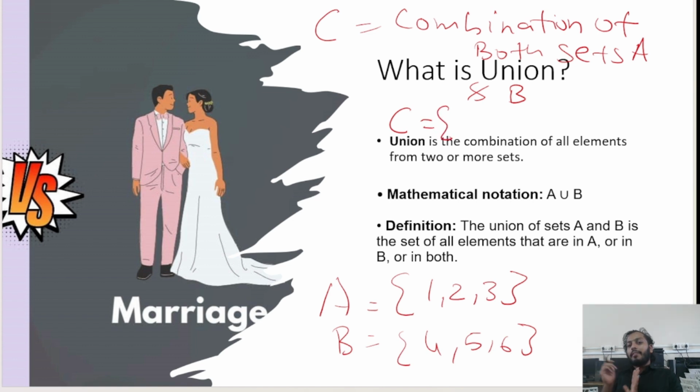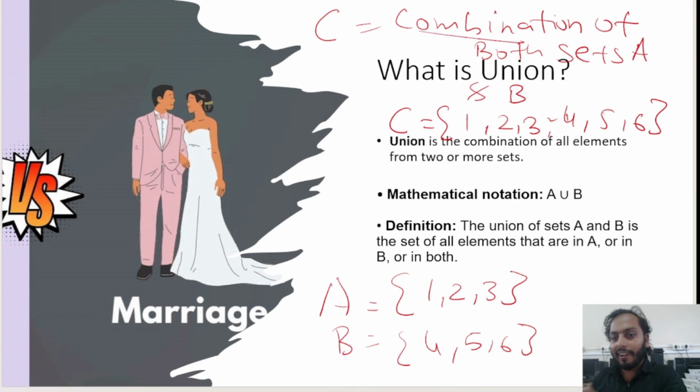How many elements will come in set C? Obviously all elements of A, 1, 2 and 3, and then all elements of B, 4, 5 and 6. Six elements will come in set C. So now I will not use this word combination. That is a great word when you are talking in English. But in maths, what will I say for this combination? Union.